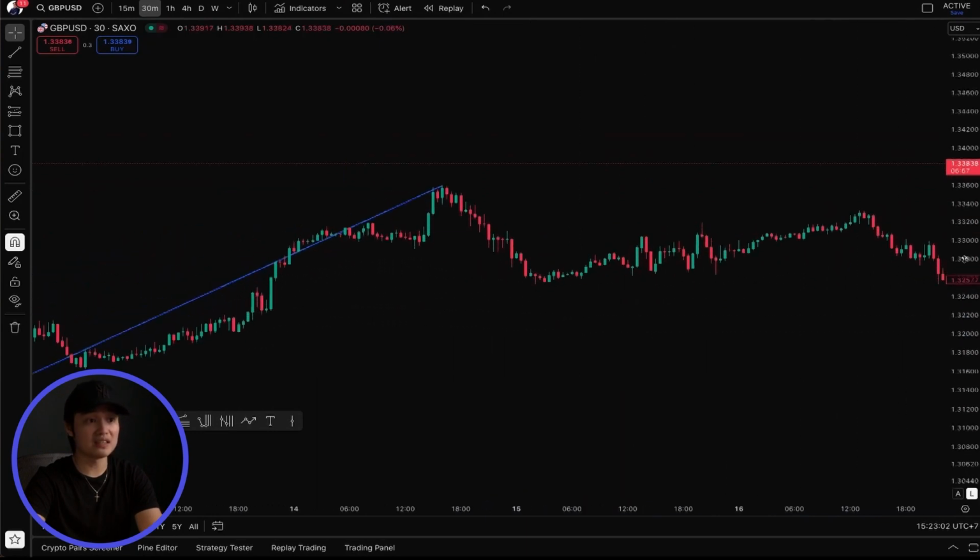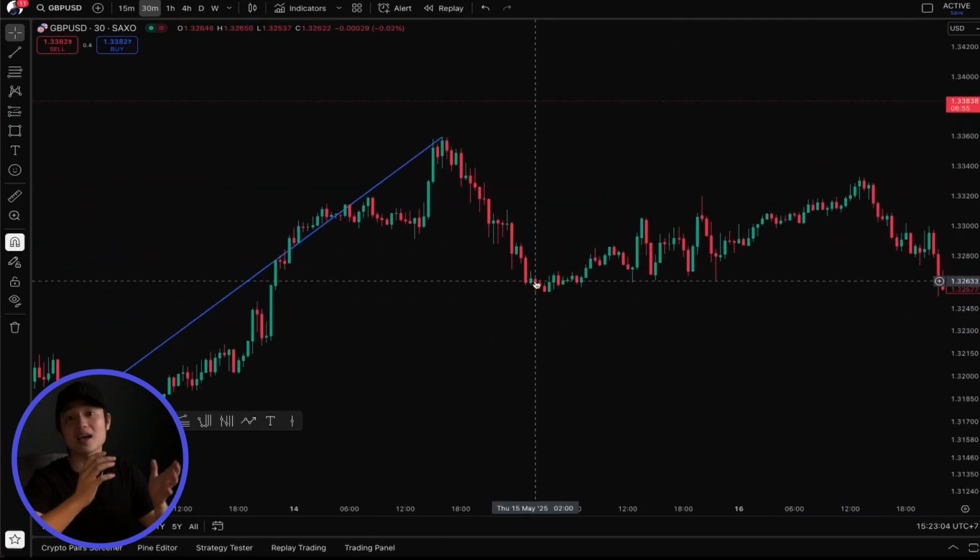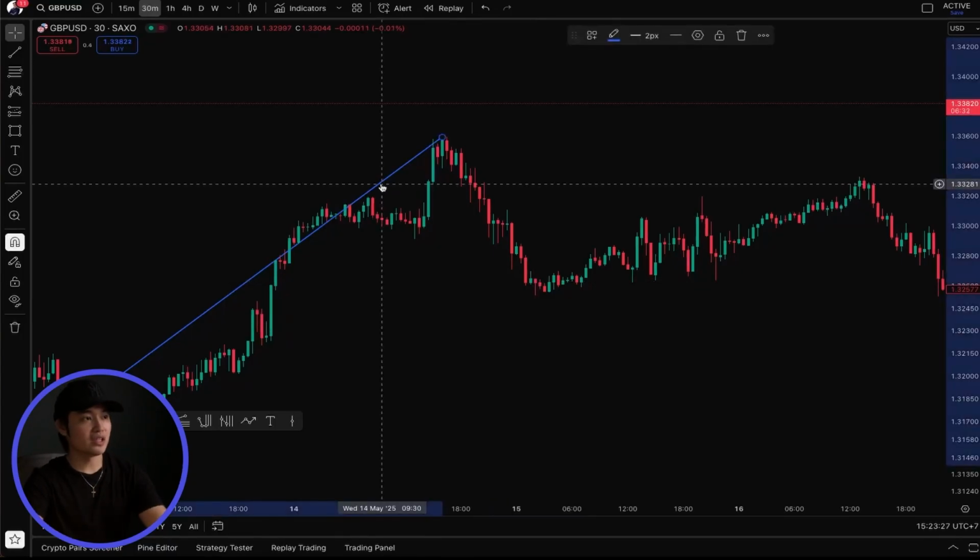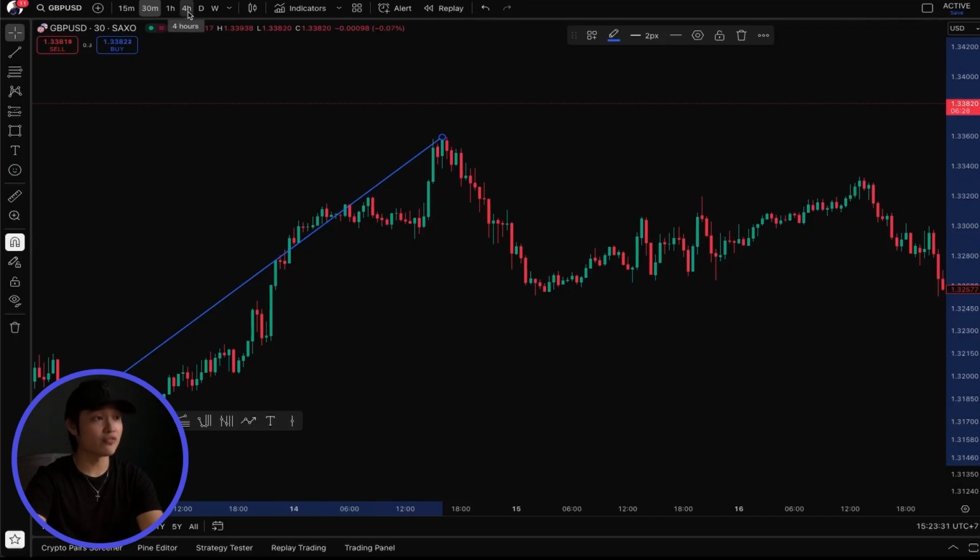Then I moved to the 30-minute time frame. I wanted to see if there is a trend alignment or some other change of character here, so that I can enter based on the trend alignment methodology that I have created, or you can call it the change of character trading technique. So I came to the 30-minute time frame.